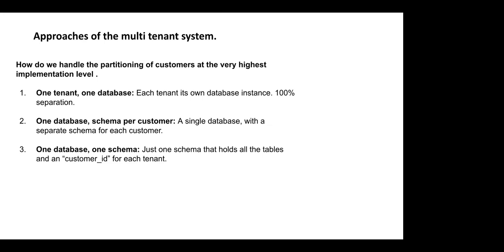The second approach would be one database schema per customer. This is in Postgres; MySQL does not support that. In Postgres, you can have multiple schemas, so you can have a single database. It will not be a cluster, but you can create multiple Postgres schemas, one for each customer. The third one is one database and one schema, which we used in our system. You need to put the customer ID in each and every table to differentiate the data between organizations.